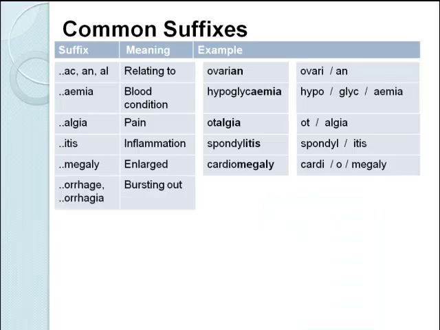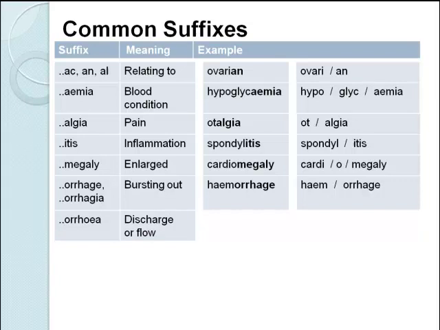Orage or oragia means bursting out. So if you have a hemorrhage, you are literally bursting out with blood. Heme means blood. So orage, bursting out, heme, blood. Bursting out with blood, a heavy bleed.